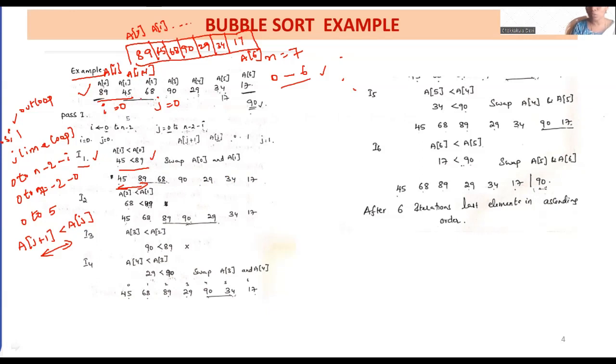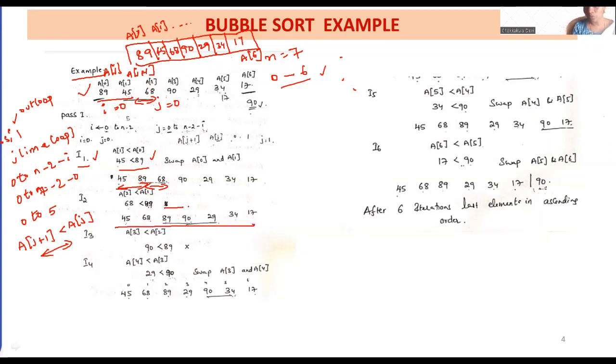So next what we need to do? We need to compare these two elements, that is A of 1 and A of 2. That is 68 and 89. See, here consider this list, not this list. So now here we need to compare these two elements, 68 and 89. So 68 is less than 89. Again, we need to swap these two elements and we get this list.